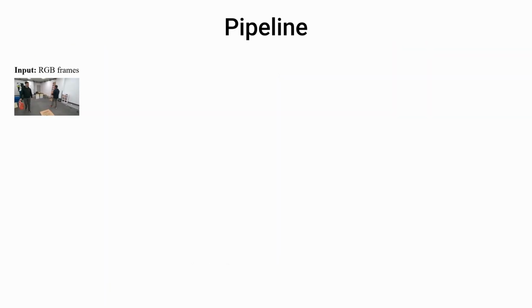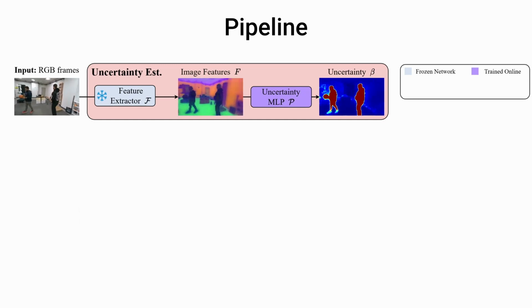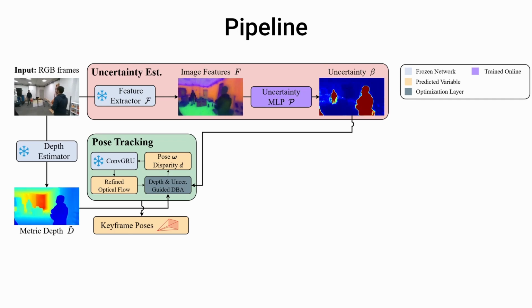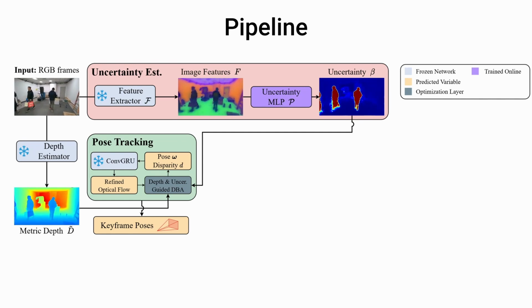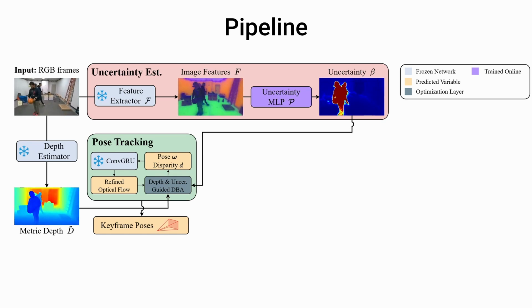Here is the pipeline of our method. WildGS-SLAM takes a sequence of RGB images as input. Our method is more robust to the dynamic environment due to the uncertainty estimation module, where a pre-trained DINOv2 model is first used to extract the image features. An uncertainty MLP then utilizes the extracted features to predict per-pixel uncertainty. During tracking, we leverage the predicted uncertainty as the weight in the dense bundle adjustment layer to mitigate the impact of dynamic distractors. We further use monocular metric depth to facilitate the pose estimation.